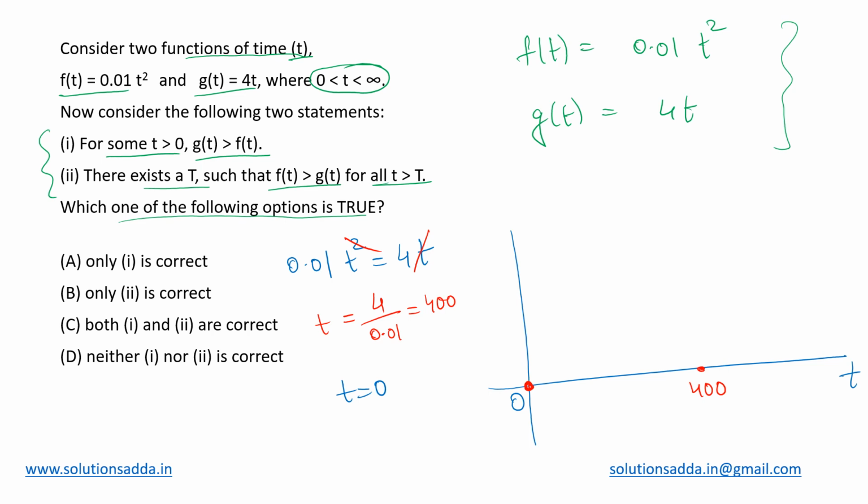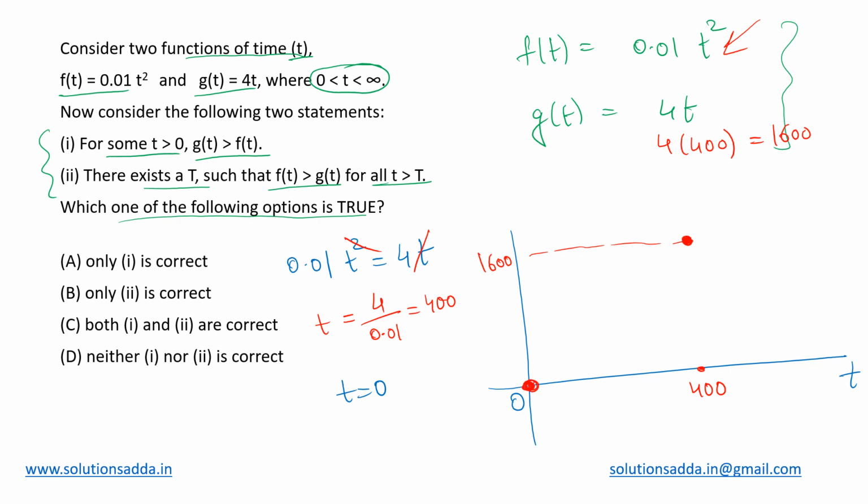And what will that value be? We can substitute t equal to 400 in either one of these. Let us say 4 times 400, it will give 1600. Even if we substitute it in the function f, it would give the same result. So at t equal to 400, both of them get the value 1600. So these are the 2 points through which both the functions will definitely pass.